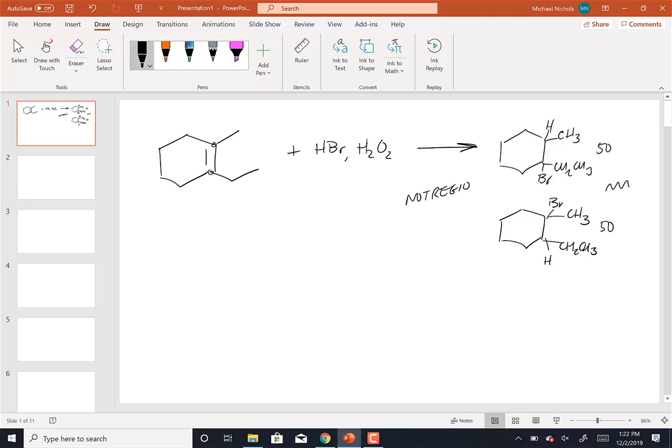Okay. All right. Any questions? Okay, so in this case, let's take ethyl cyclohexene reacted with hydrogen and palladium. What's the major product? And what would the reaction be in terms of stereo or regioselectivity?